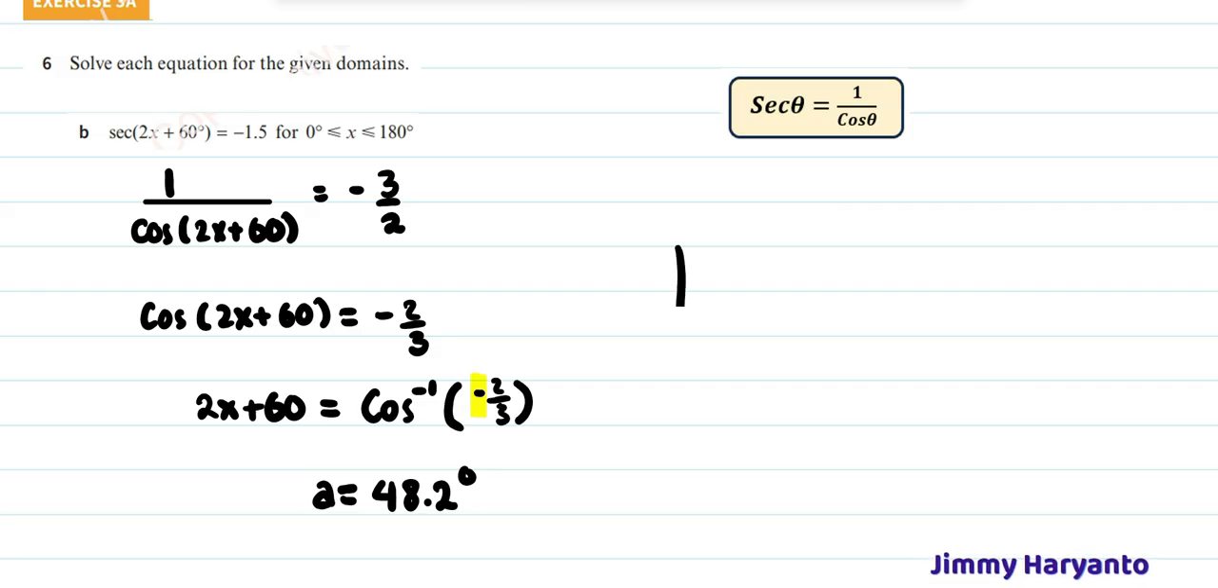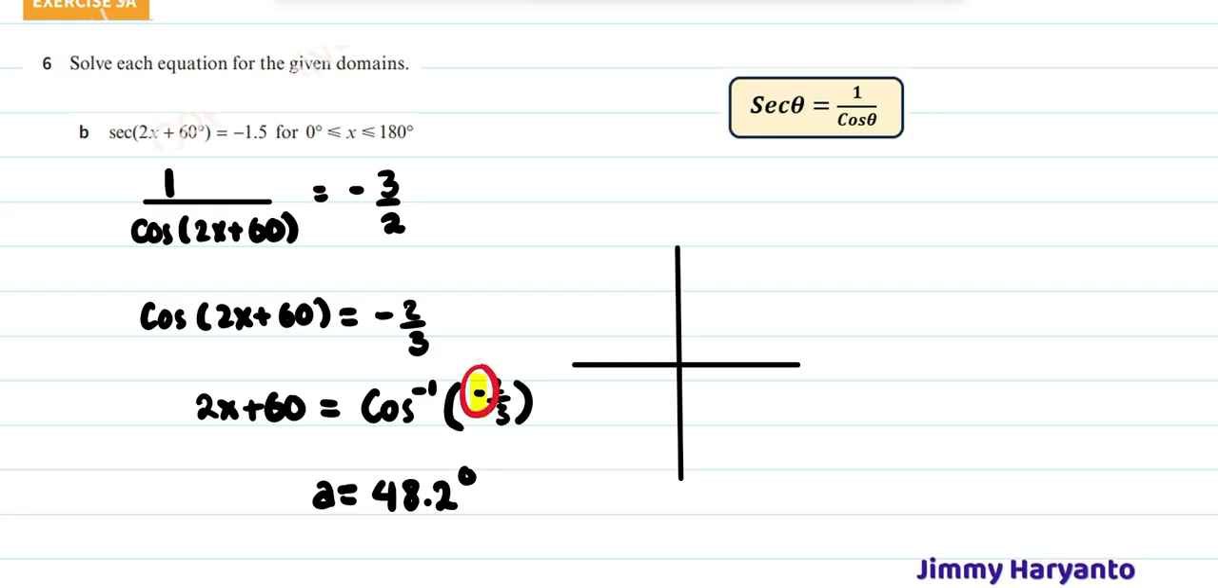And then after that you have to use the quadrant. The value of the cos is negative, that means it will be in the second quadrant and the third quadrant. In the second quadrant it will be 180 minus 48.2, which is 131.8, and in the third quadrant it will be 228.2. Okay, so these are our values of the angle, and then we only have to rewrite the angle.